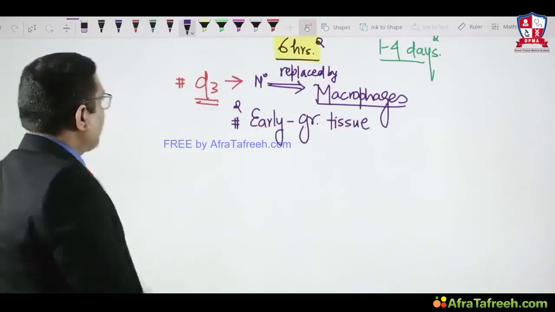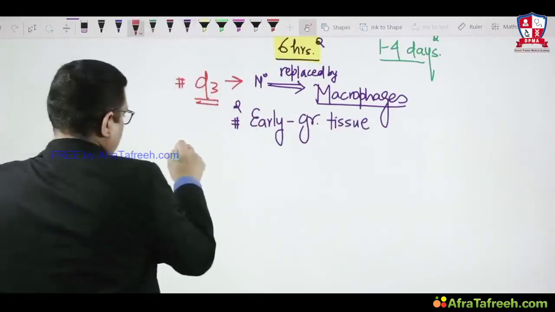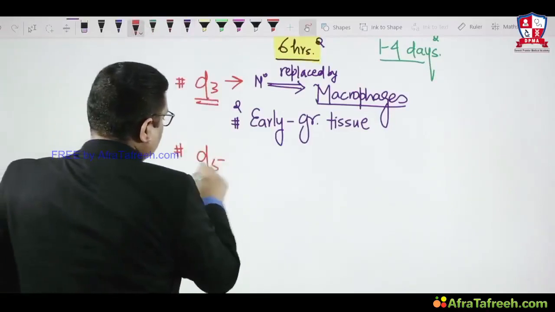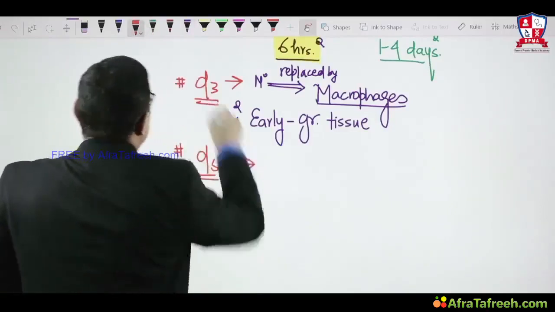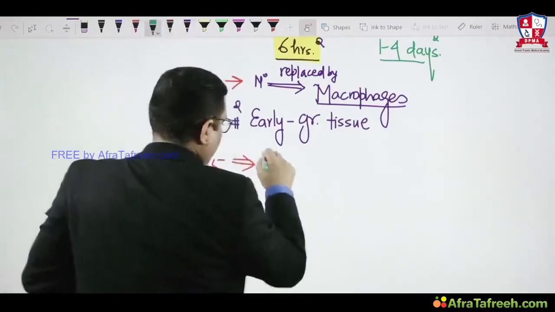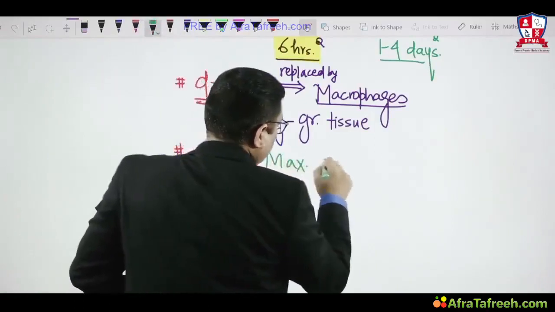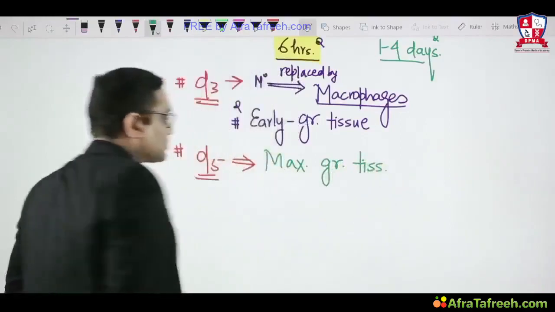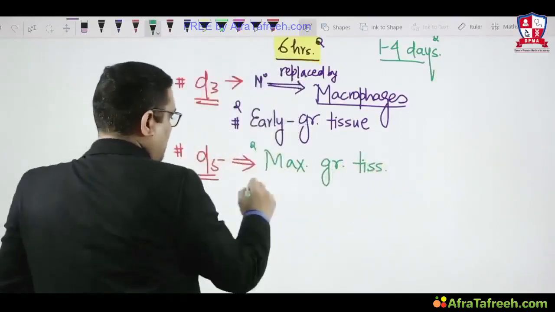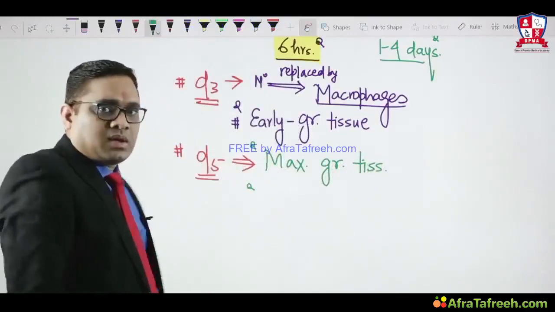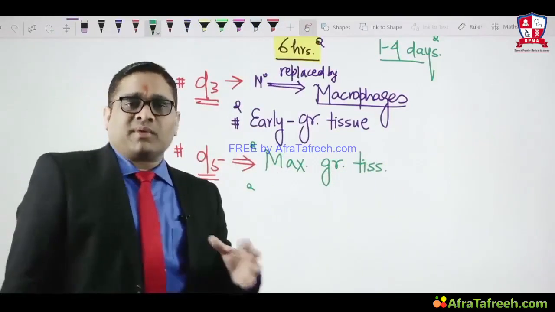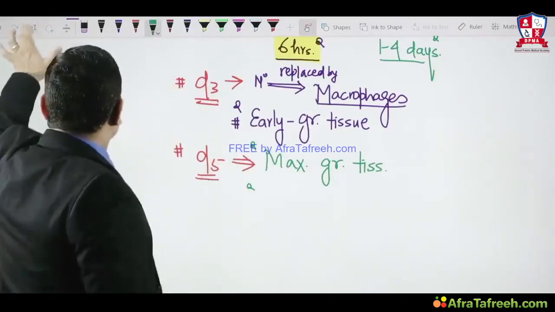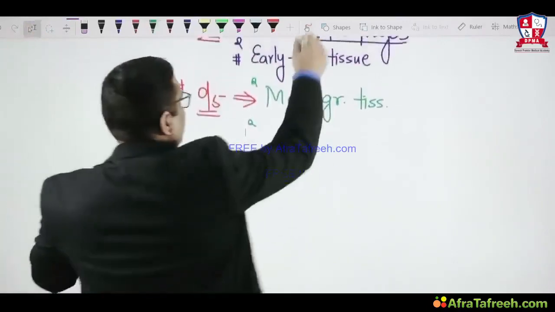Early granulation tissue will be formed on day 3, another important MCQ which the examiner asks in exams, right? Day 5. What will you notice on day 5? On day 5, you will find maximum granulation tissue. Granulation tissue will become maximum, right? Another important feature on day 5: epidermal thickness will be recovered.